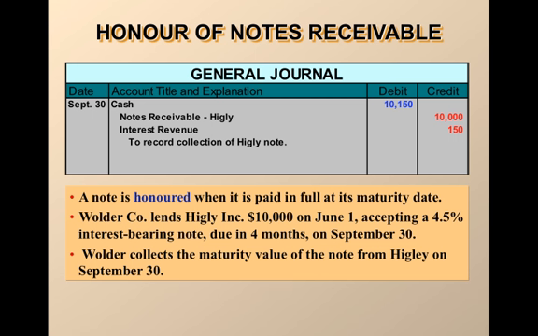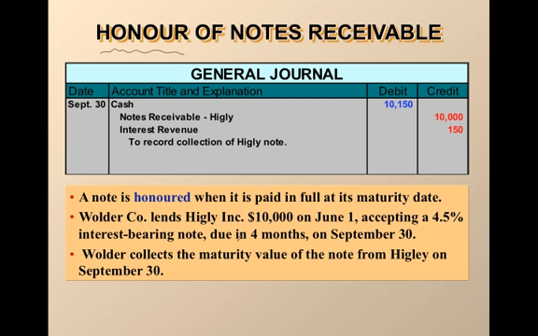So let's talk about honoring notes receivables. When you honor a notes receivable, it's when you pay it back. So a note is honored when it is paid in full at its maturity date. So in this case, Wolder lent Hiley $10,000 on June 1st, and they accepted a 4.5% interest-bearing note due in 4 months on September 30th.